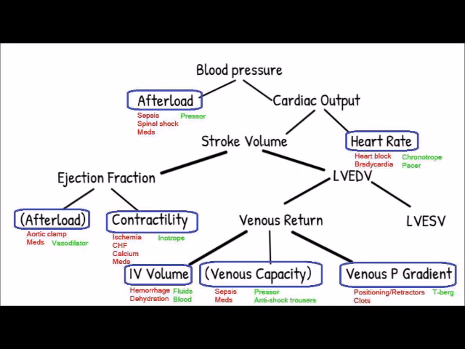So I hope you can see that by thinking physiologically about hypotension, we can figure out what's going on and institute therapy, even if we don't have an exact diagnosis quite yet.